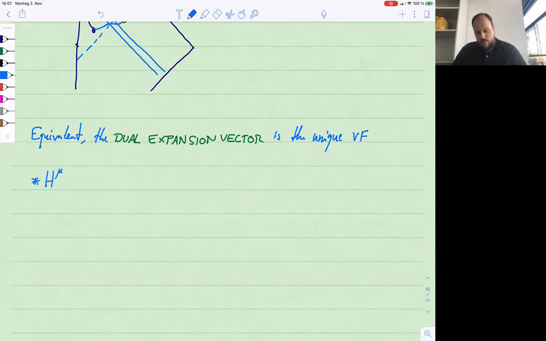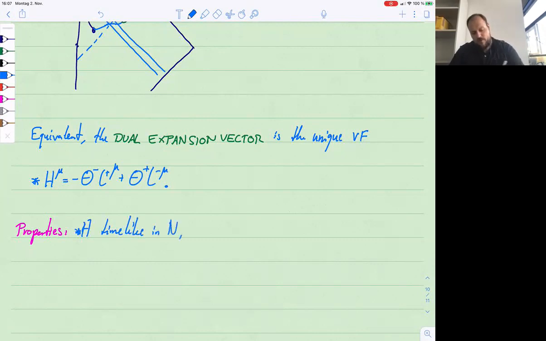It is the Hodge dual of some H, and this is just given by that object. This vector without the Hodge dual is called the curvature vector, which tells you how the curvature is. And this thing has nice properties. It has exactly the same properties as the Killing vector. So this is time-like in the normal region. It is null at the marginal trapped surface. And it is space-like in the trapped region.